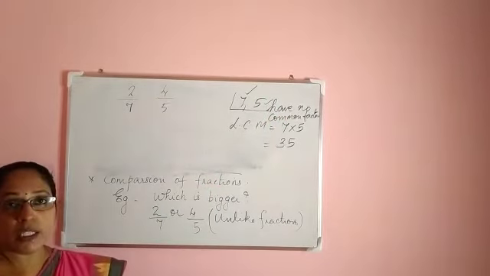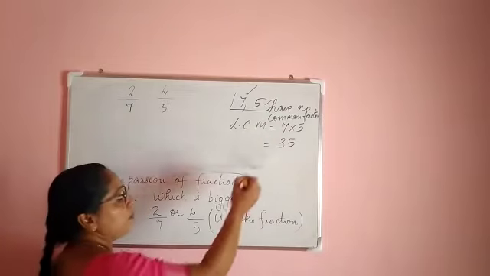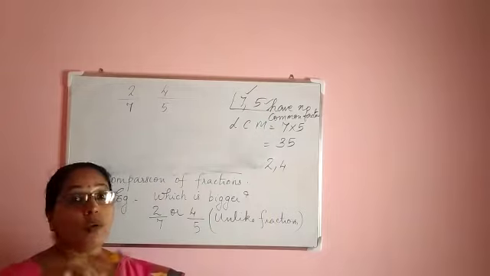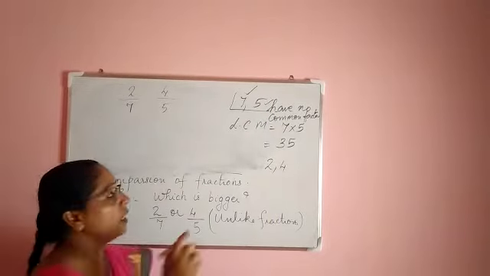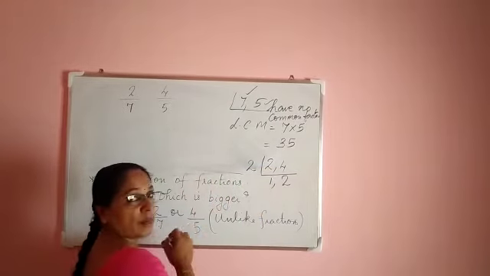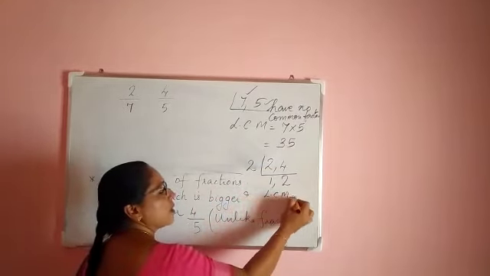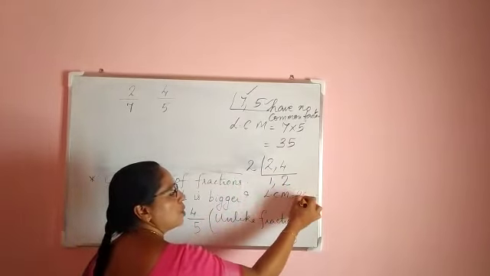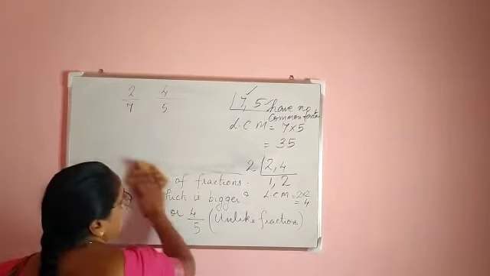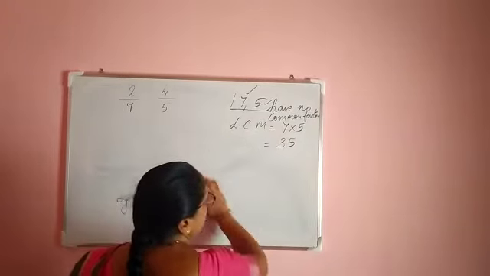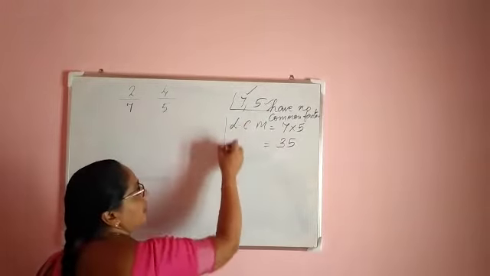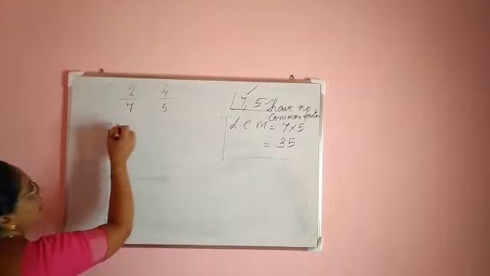Okay, so common factors means they should come in the same table. For example, 2 and 4. Do they have a common factor? Yes, they both come in the table of 2. So in that case, what do you do? 2 one time, 2 two times. So LCM is 2 into 1 into 2, so 2 into 2 is 4. So this is the way you find the LCM. So LCM is 35.